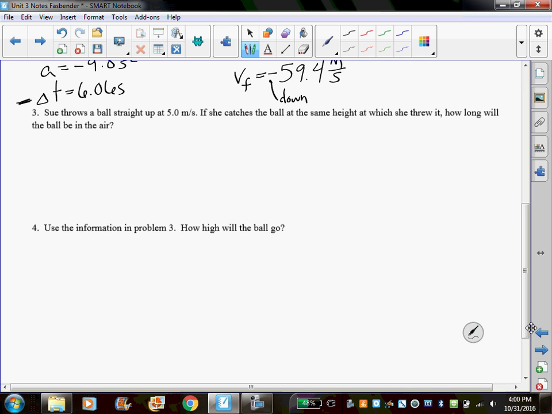Let's go to number 3. Sue throws a ball up at 5 meters per second. If she catches the ball at the same height at which she threw it, how long will the ball be in the air?